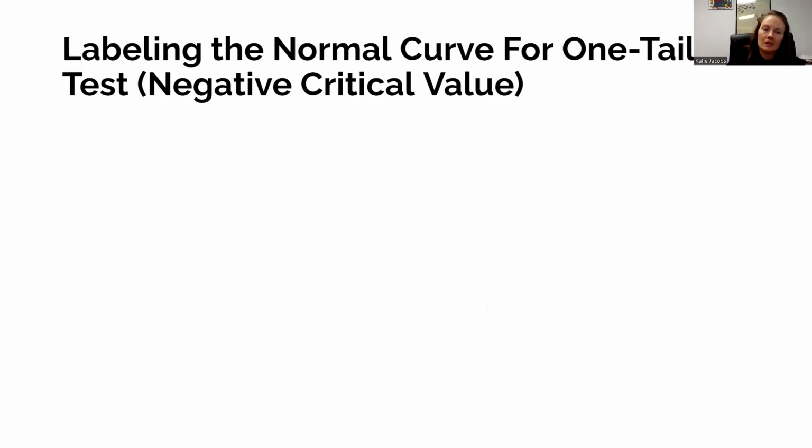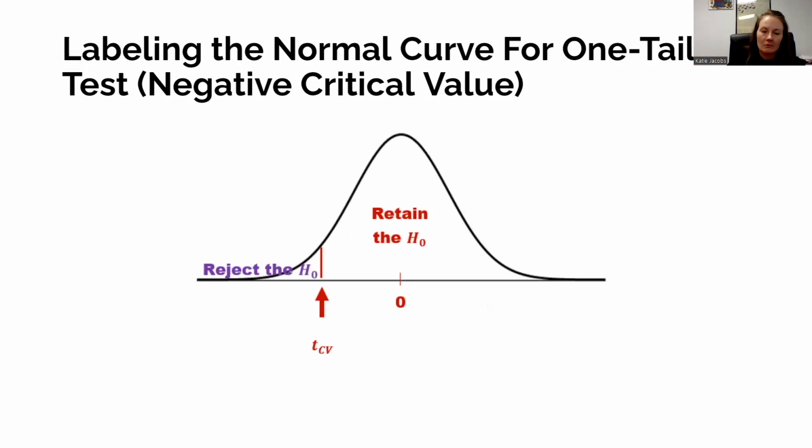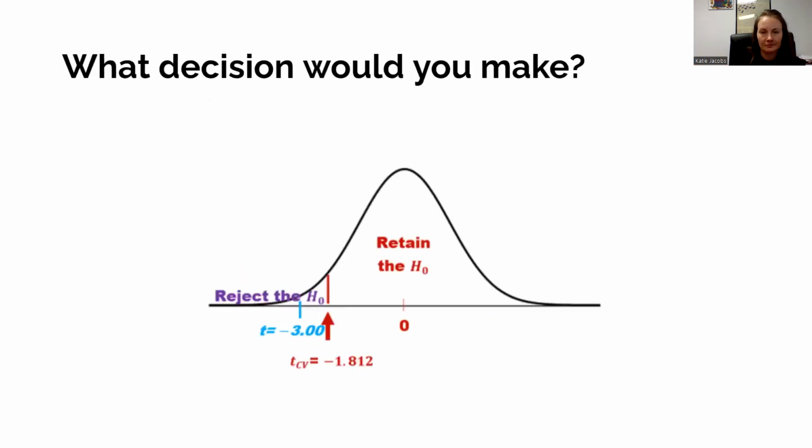This is what it would look like to label a normal curve for a one-tailed test with a negative critical value. We would have the tail on the left side because we know to the left of 0 are negative numbers. We would have the retain the null hypothesis region, our critical value, and our reject the null hypothesis region.